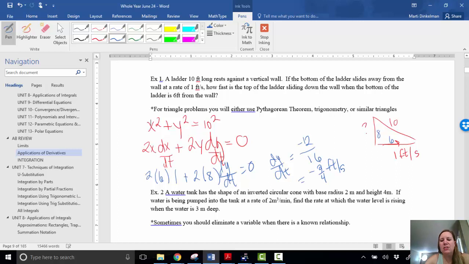Now let's just pause for a second and make sure that negative makes sense. And it does make sense because since this is sliding down the wall, the distance is getting shorter. So that makes it a negative rate.